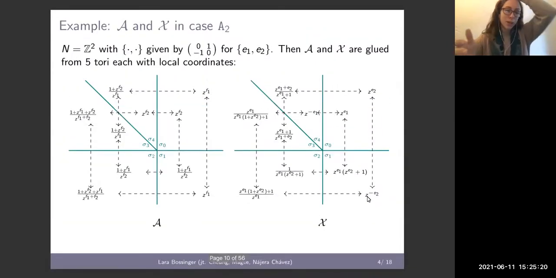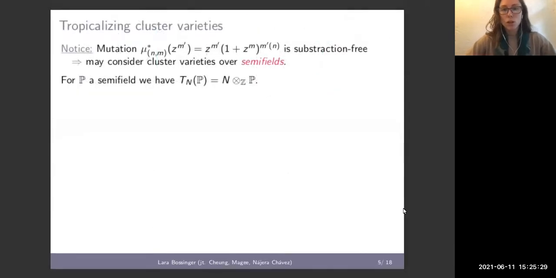And what I will do with these cluster varieties to establish the whole theory is first of all tropicalize them. So if you have a look again at the mutation formula, then one thing you can note is that it is subtraction free. So I'm only using multiplication and addition in this formula. That means in particular that this formula still works if I'm not working over a field, but over a semi-field.